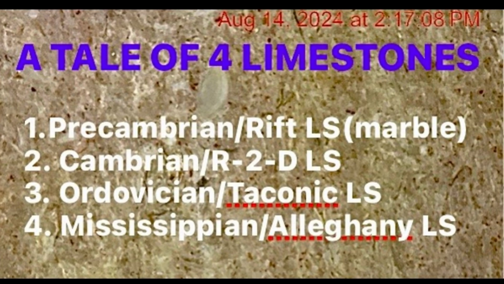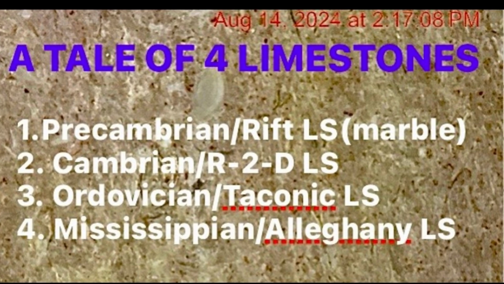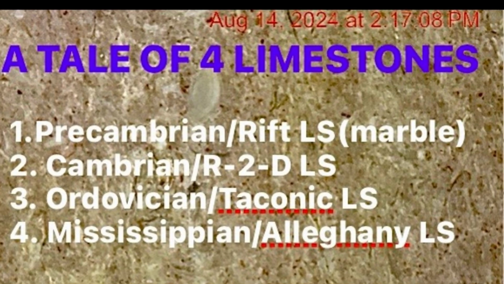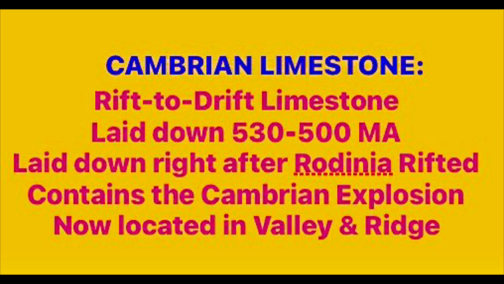Okay, now it's time to look at our number 2 limestone, which is actually limestone, and that's the Cambrian Rift-to-Drift limestone. The Cambrian Rift-to-Drift limestone was laid down during the Cambrian period between about 530 and 500 million years ago. This was during the time right after Rodinia supercontinent rifted apart. This was a very exciting time called the Cambrian explosion of life, where myriads of soft-bodied creatures appeared suddenly in geologic time in the warm, shallow oceans surrounding the rifted continents.